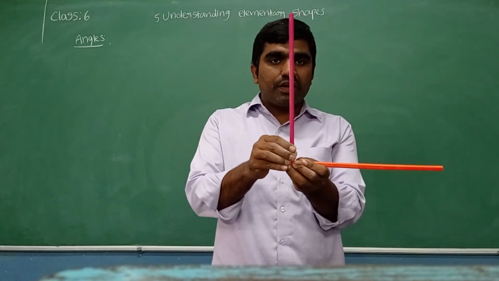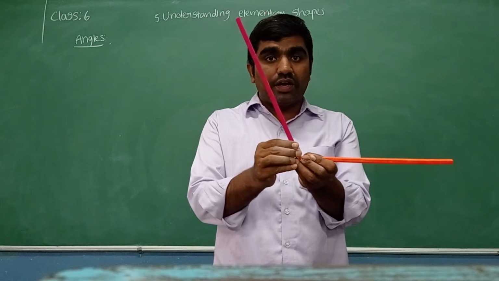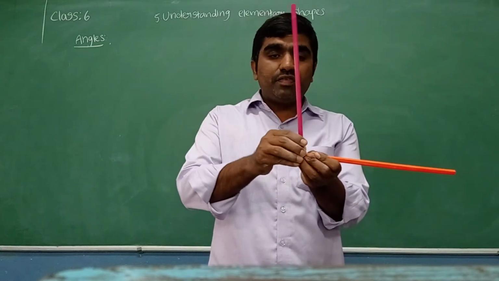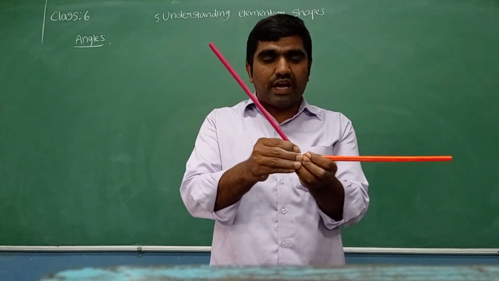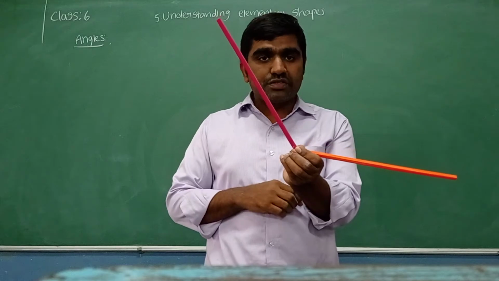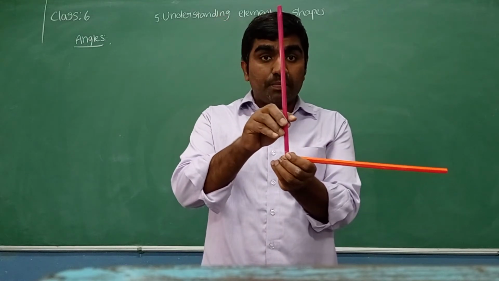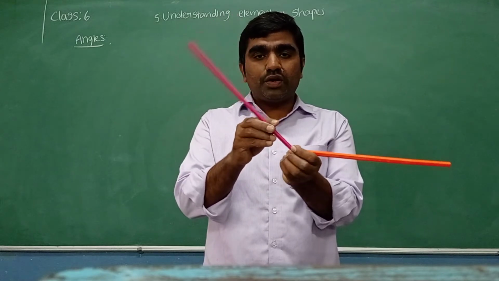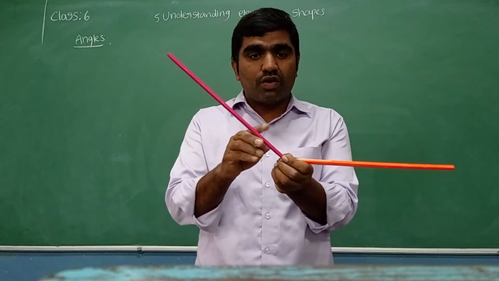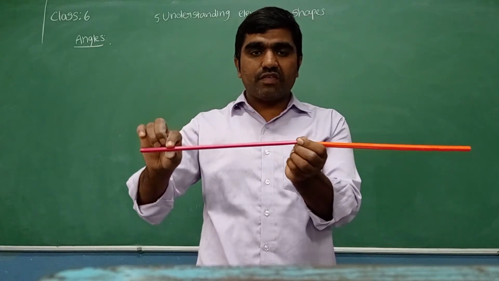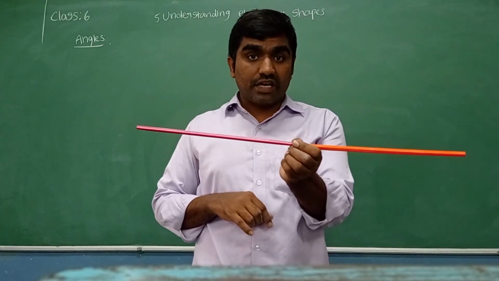More than 90, 91, 92, from 91 to 179. So between 90 and 180, all these angles are called obtuse angles. What do we call them? Obtuse angle. So what is an obtuse angle? Between 90 degrees and 180 degrees. So 91 to 179, all these angles are called obtuse angles. Sir, what do we call it if it is exactly 180? It is called a straight angle.